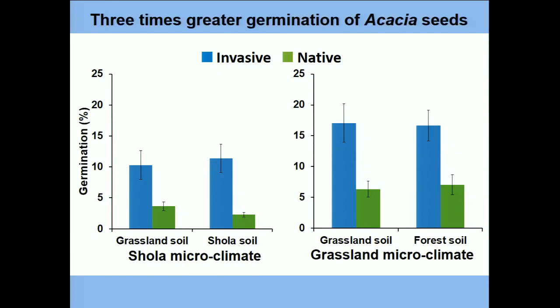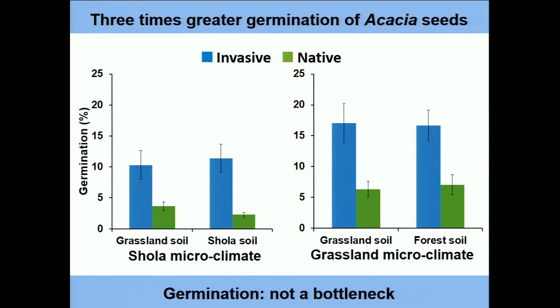First, across all categories, we can see the acacia germination in the blue bar is almost 3 times greater than that of native tree germination, which shows that the greater germination potential of acacia could be one of the major factors behind its invasion in these landscapes. And the other thing is we can see the native tree seeds germinated in grassland soil as well as in the grassland microclimate. So this shows that grassland germination is not a limiting stage for native trees to establish in grassland.